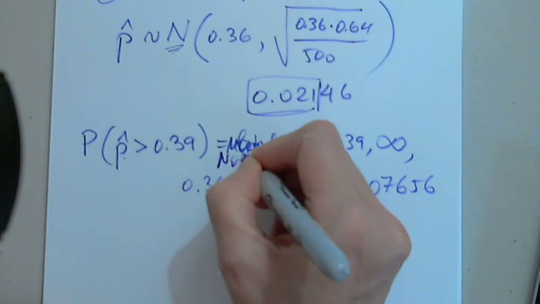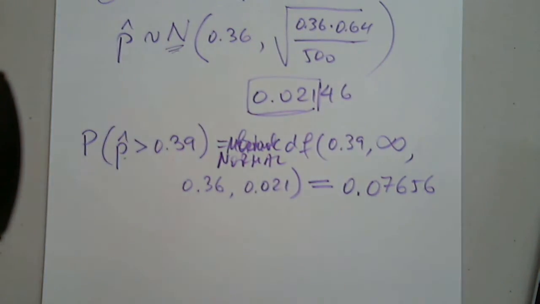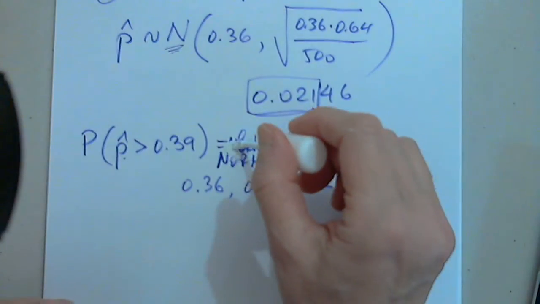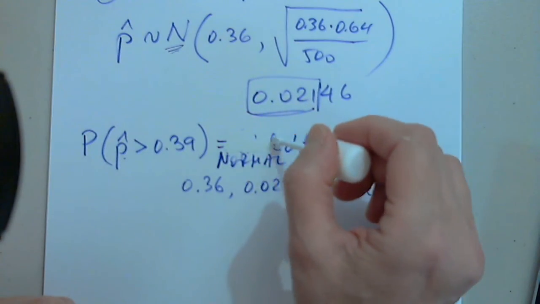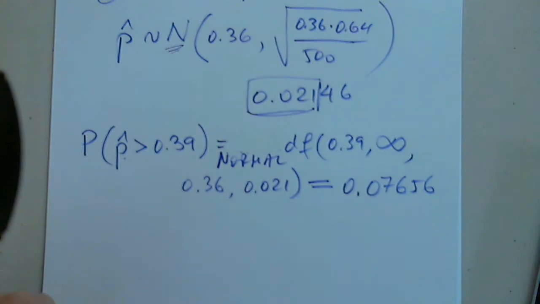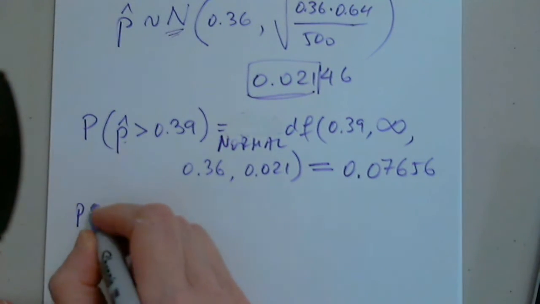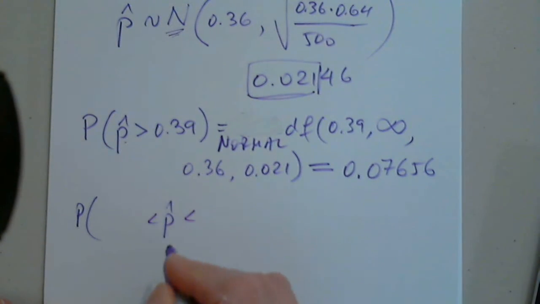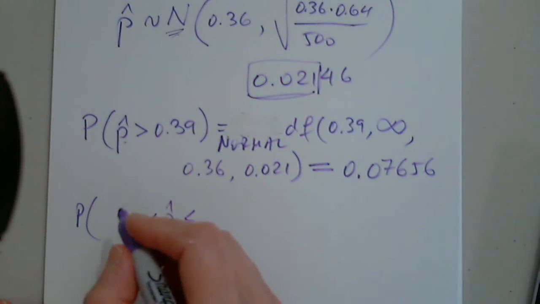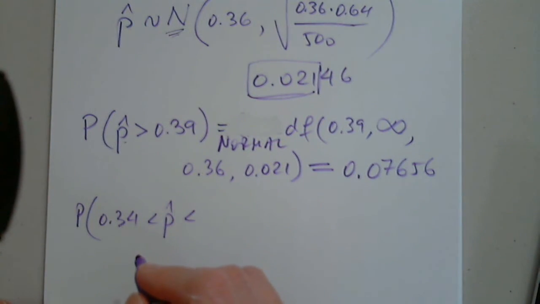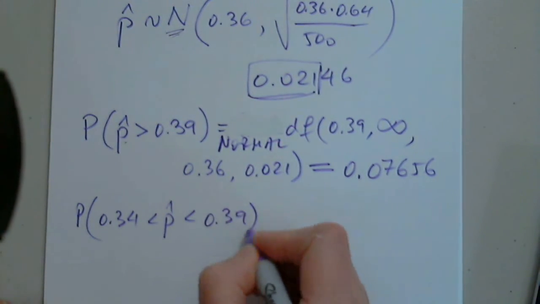Okay, this is normal, to make sure that it's very clear. We're not talking about discrete random variables here. We're talking about normal, which is a continuous random variable. So we want a probability that p hat is between 0.34 and 0.39.